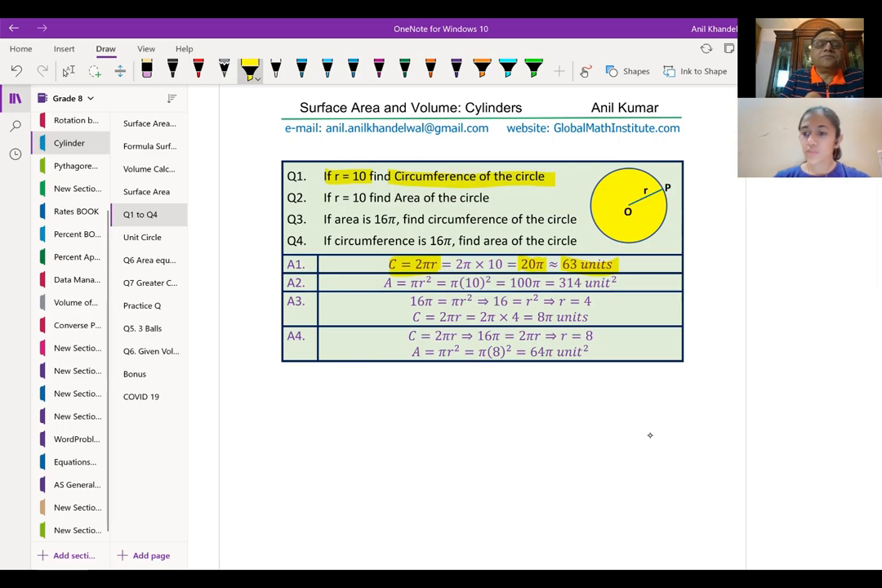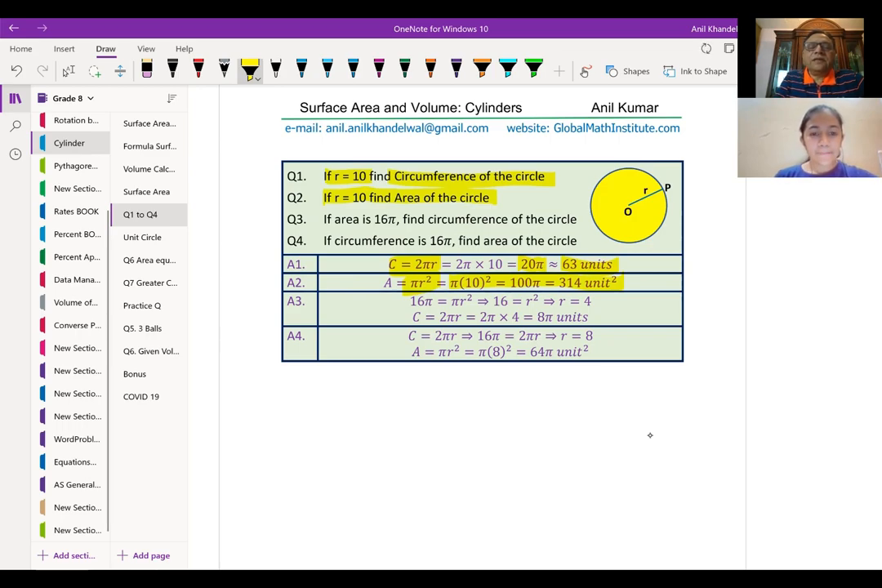Okay? Next. If radius is 10, find the area of circle. Tell me what is the area of the circle for radius of 10? We will apply the pi r square formula. Plug it in and get the answer. You get the idea?